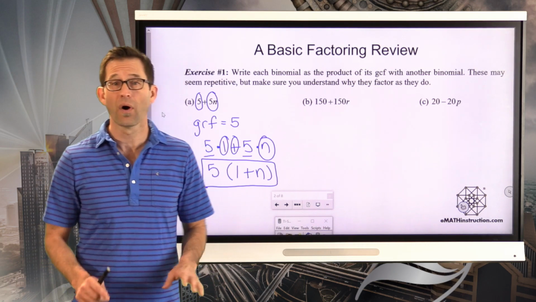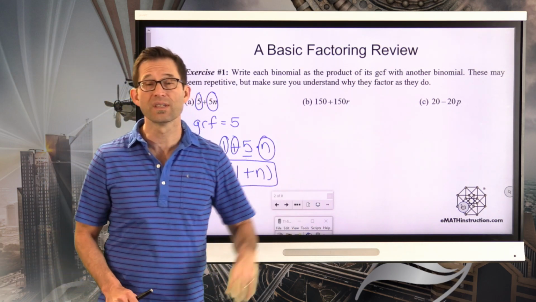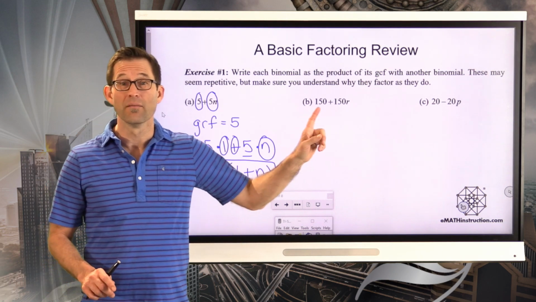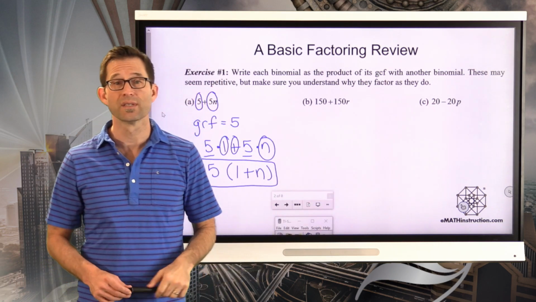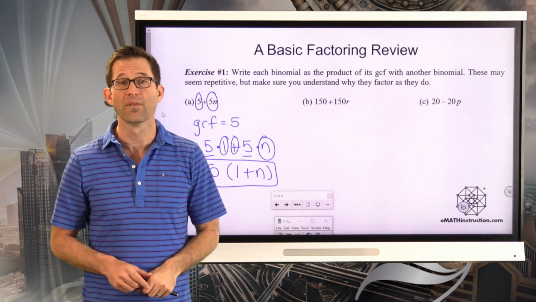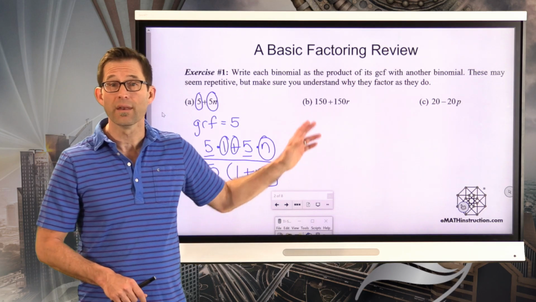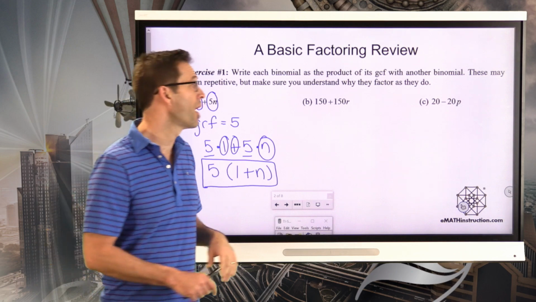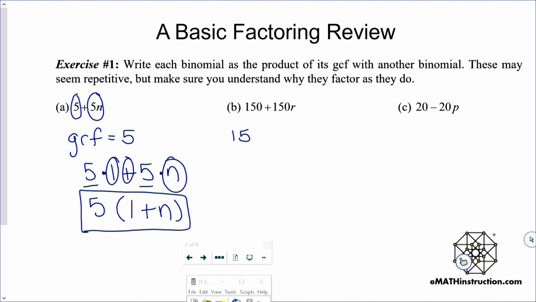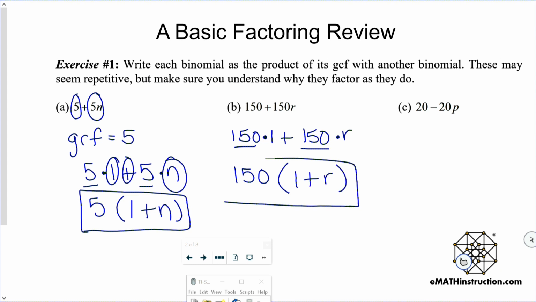What I'd like you to do now is pause the video and factor letter B and letter C. They're going to be pretty easy because, again, in all the cases, the two numbers are actually the same number. So pause the video and see how these factor. All right, well, again, when I have 150 plus 150 times r, I can look at this as 150 times 1 plus 150 times r. And you don't really even have to write this step out, but I can then take that greatest common factor, factor it out, and write this as 150 times 1 plus r.